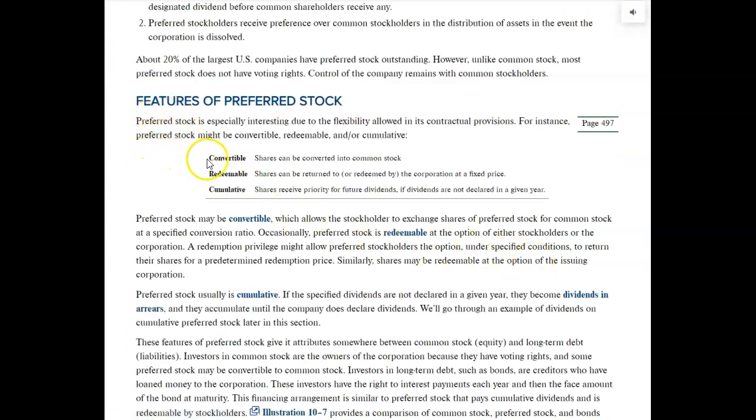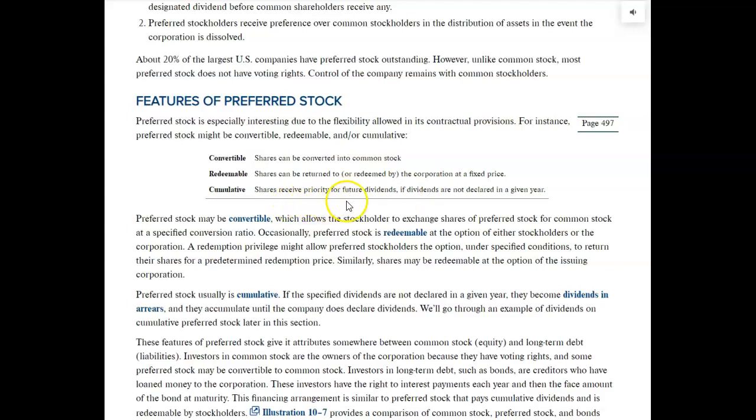There's various features. They can be convertible. If you do have convertible preferred stock, then those shares can, at some point, be converted into common stock. This is the option of the shareholder, so if the shareholder wants to keep the preferred stock, then they don't have to convert. Now, redeemable. Sometimes this feature is there, and they can return this to the corporation for a fixed price and receive cash back from the corporation. This is usually at the option of the corporation. It might redeem, in other words, buy back the stock at a fixed price.